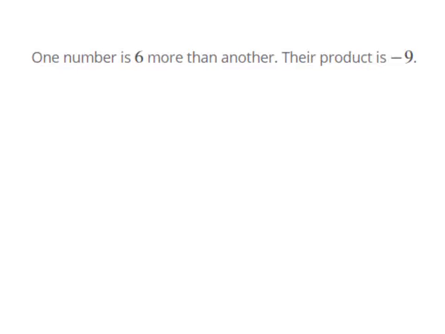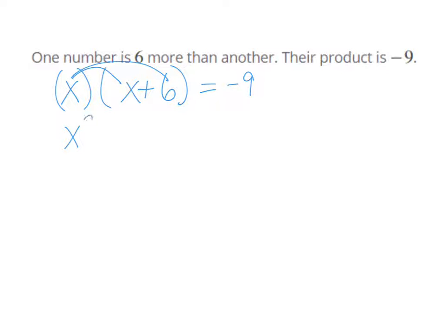This one says one number is 6 more than the other. Their product is negative 9. So one of the numbers we'll call x. The other number is 6 more than that, x plus 6. Their product is negative 9. That means I'm going to have to multiply them together. And another one that you have to distribute. So x times x is x squared plus x times 6.